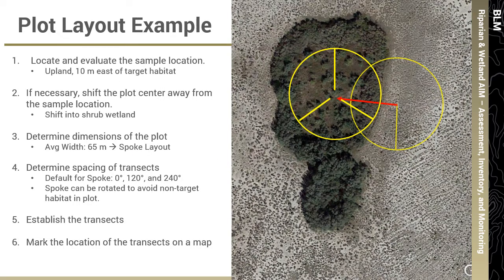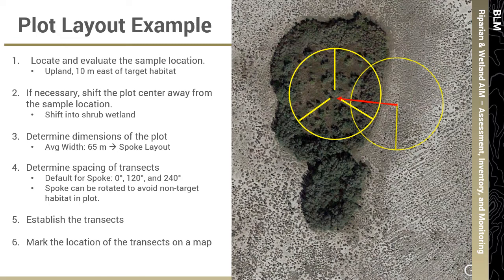Now I'd like to present some plot layout examples. For all plot layouts, the process follows the same 6 steps. In step 1, you will locate and evaluate the sample location and shift the plot center if necessary, which is step 2. In this photo, the sample location was not in target habitat and therefore needed to be shifted into the shrub wetland habitat. Step 2 is not always necessary when establishing a plot.